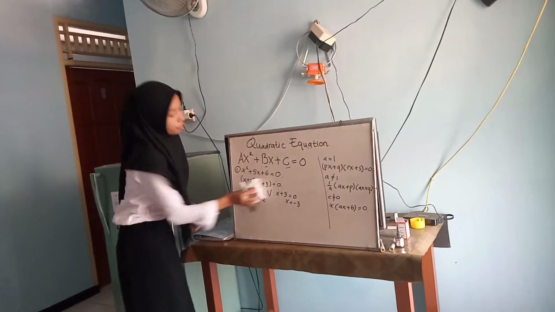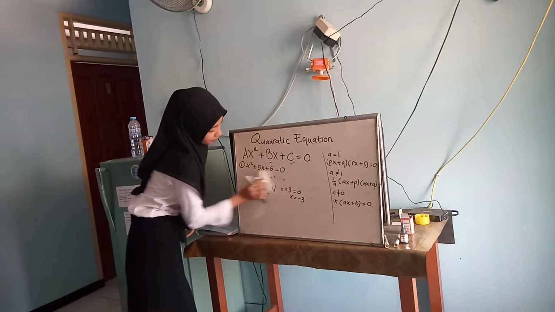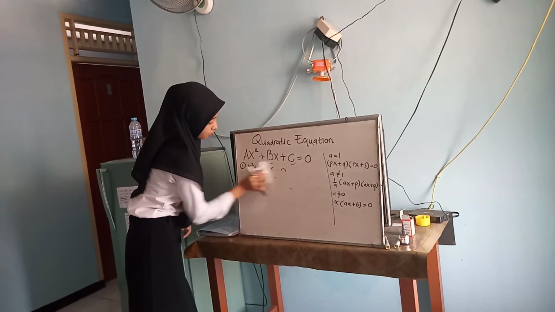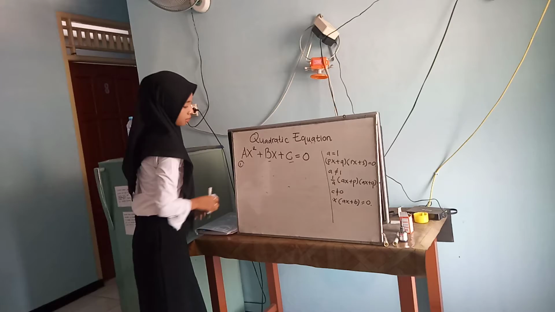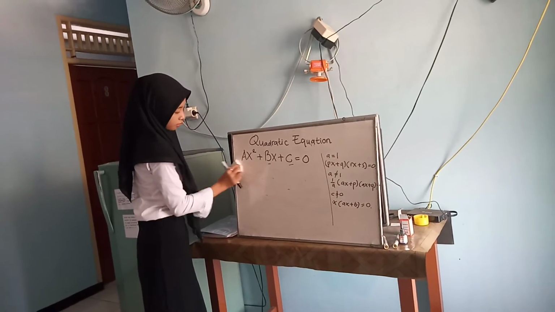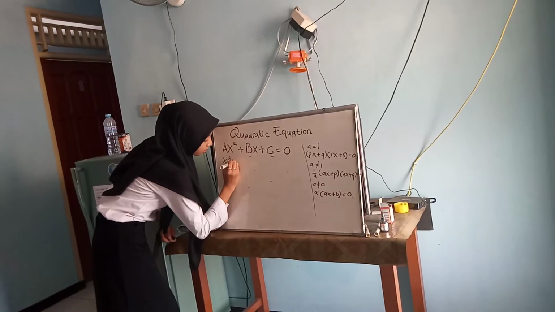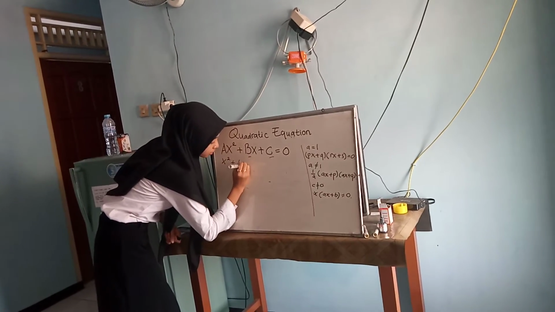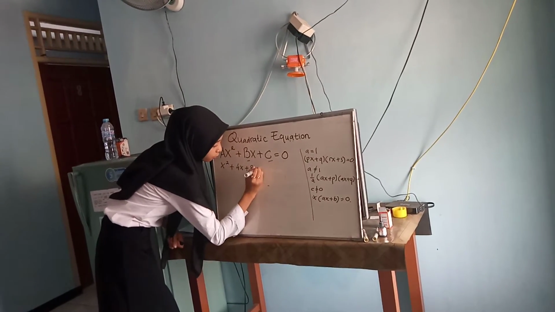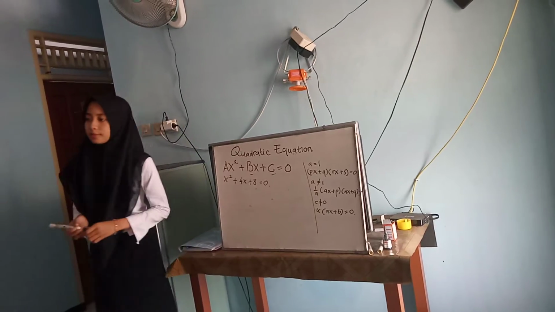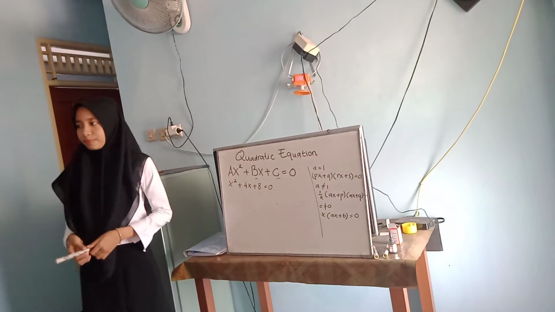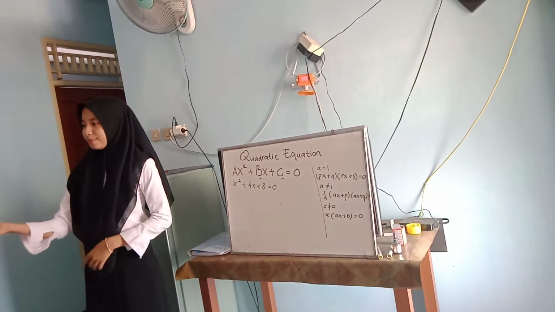Now I want to check your understanding. If I have the equation x squared plus 4x plus h equals 0, please find the solution. Okay, please Atta, do you want to solve it? Yes, ma'am.